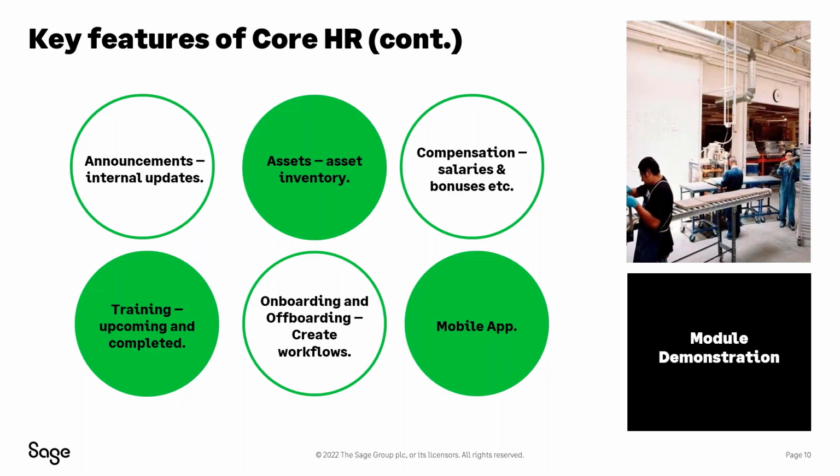Assets allows you to manage and keep track of your asset inventory. Compensation will help you keep track of employees' current and historical salaries. And you can use training to enter training information. You can see any upcoming training due dates, and what training is being completed by people, and also add attachments such as certificates.